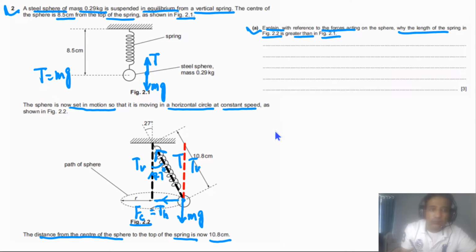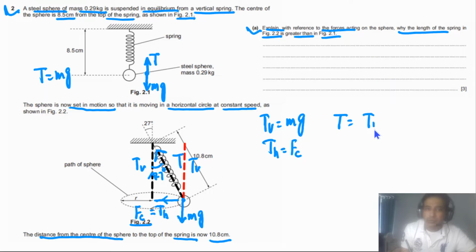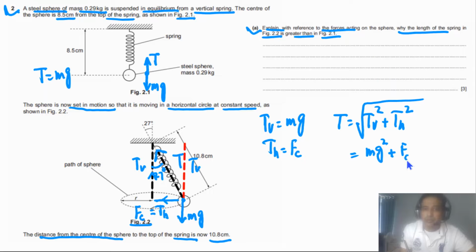So in this case, along the vertical we can say T vertical is equal to mg, and T horizontal is equal to the centripetal force. If we want to write down T here, T has to be equal to the square root of T vertical squared plus T horizontal squared. T vertical is equal to mg, so this is (mg) squared, meaning T vertical squared plus T horizontal, which is the centripetal force squared, all under the root. So this is the new value of tension.